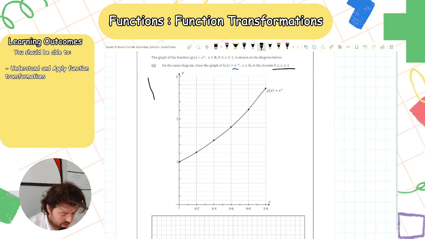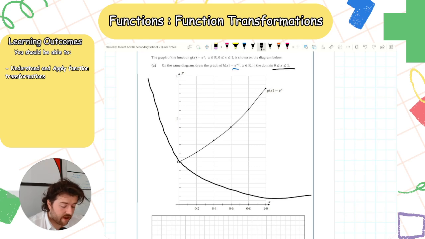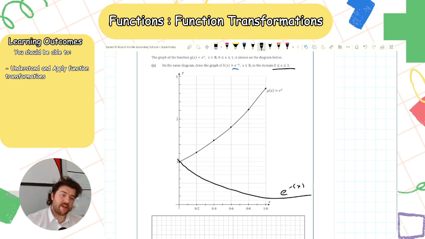So, this is going to actually look like this. However, it says in the domain 0 to 1. So actually, I can ignore all that. Therefore, e to the minus x.